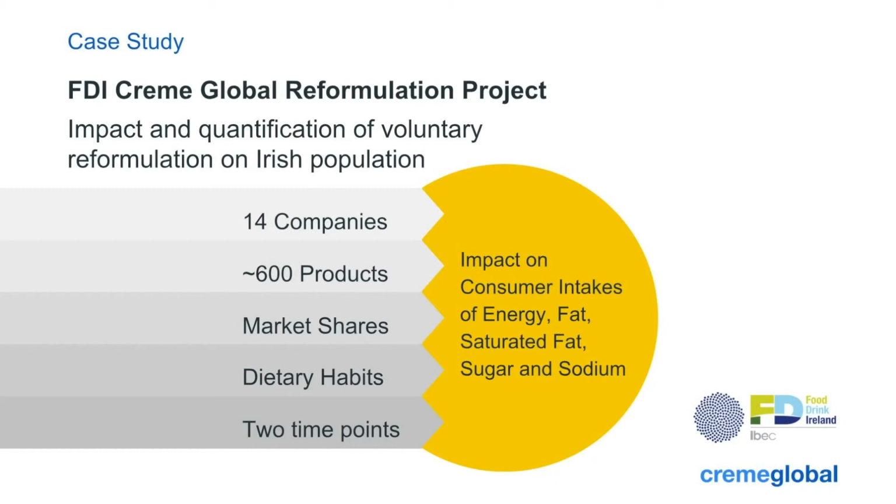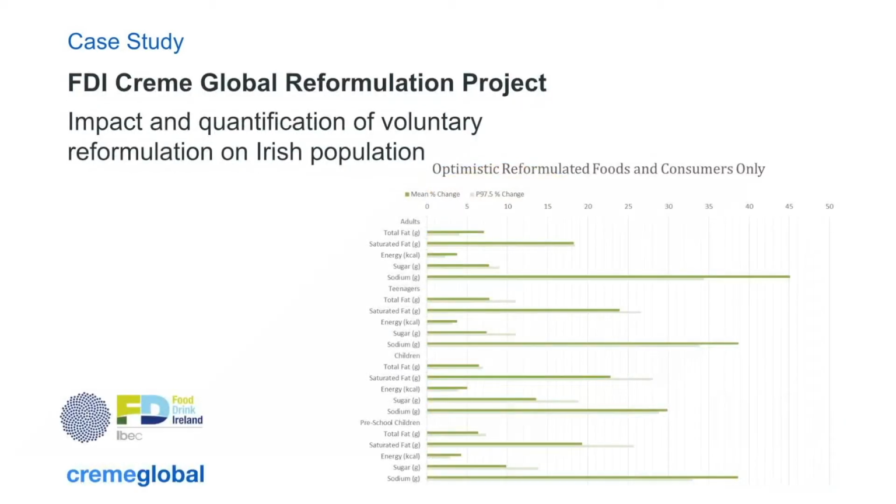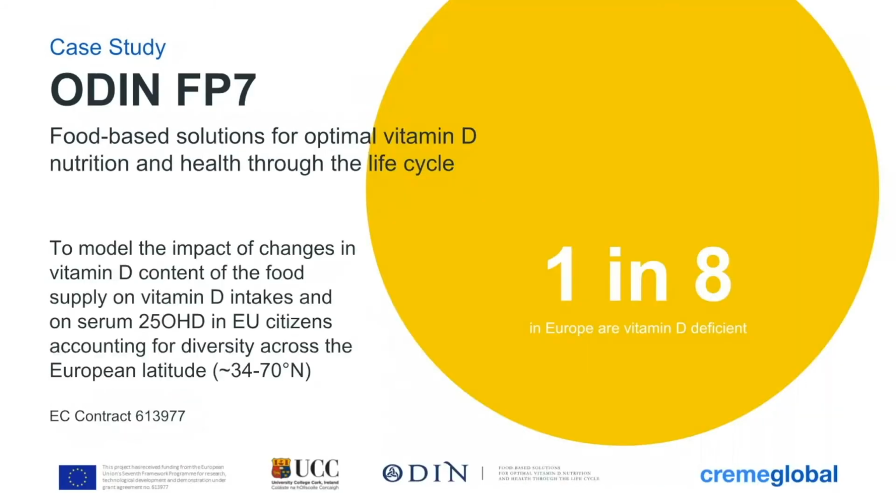And we compared nutrient intakes in the Irish population at these key time points by incorporating nutrient information from these products into the survey data. So when we look at some results then, this is looking at an optimistic scenario in food consumers only. We can see a big percentage reduction in sodium intake, and for adults this is up to 45%, which implies that their reformulation efforts had an impact on intake.